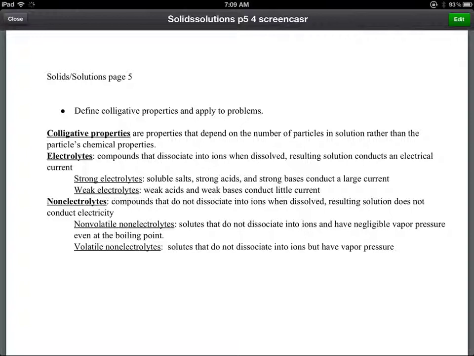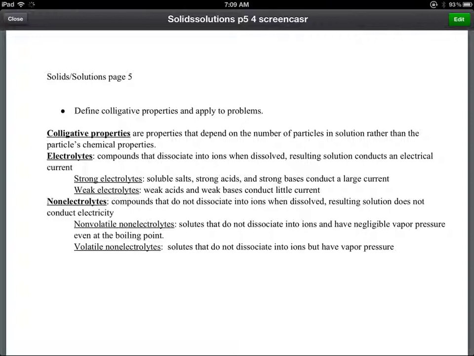So a couple things that are important is understanding the type of solution you have. Do you have electrolytes? Okay, compounds that dissociate into ions when dissolved, so your ionic compounds that are soluble. And that resulting solution conducts an electrical current. So you might hear the word in electrolytes, so that's that connection to electricity. So again, ions in solution will conduct electricity.